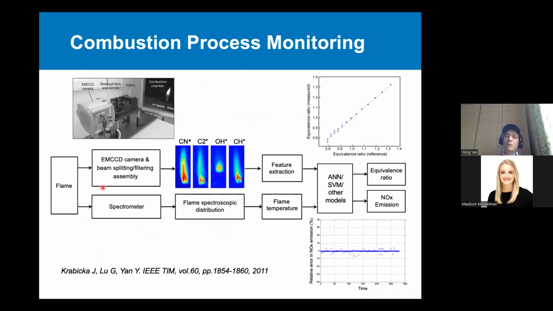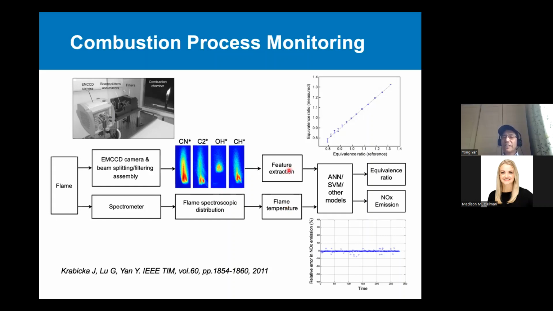The last bit is about how we use data-driven models to achieve combustion process monitoring. About 10 years ago, we started to try this approach. We have this EMCCD camera, you can see on the left, plus a spectrometer. Again, that's small, miniature and quite low cost. So we have this radical image from a combustion burner flame, and we have flame temperature information from the spectrometer.